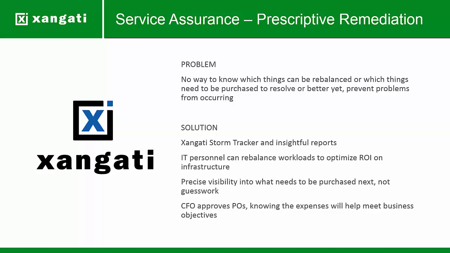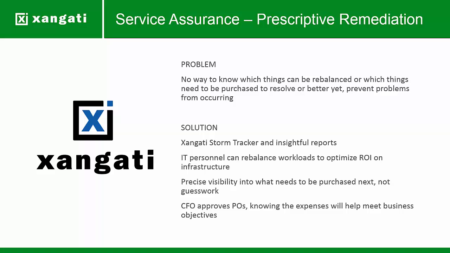You can get precise visibility into what needs to be purchased, not guesswork. And this is something that the CFO very much approves of. You want to see some POs get approved? You put some Xangati smoking gun reports in front of the CFO, and he's like, okay, now I know you're not making it up. On this date, this happened and we needed this. This is a recurring problem that's been happening over the last 6 weeks. I can see it. I can see it's getting worse. I can see we're hitting the wall. I can see we're going to be in for a world of pain.